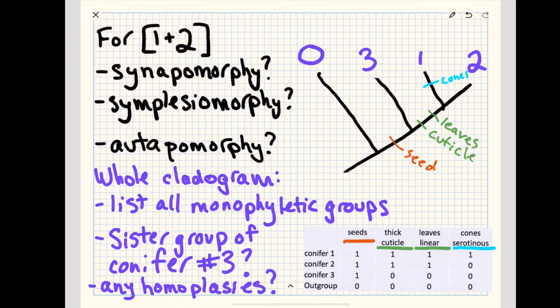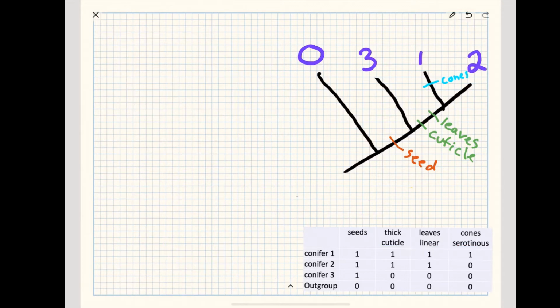Homoplasies on this cladogram? Remember, homoplasies are instances of convergent evolution. I don't see any. To go back to those original questions, for a synapomorphy, we've got leaves and cuticle for 1 and 2. And a symplesiomorphy for them would be the presence of seeds.